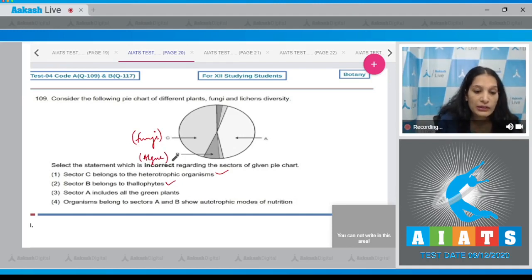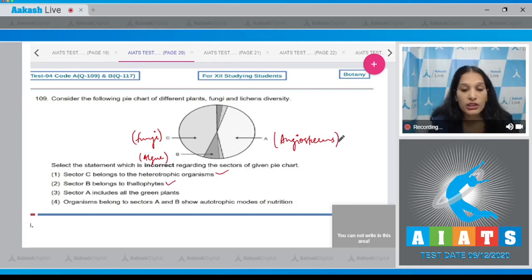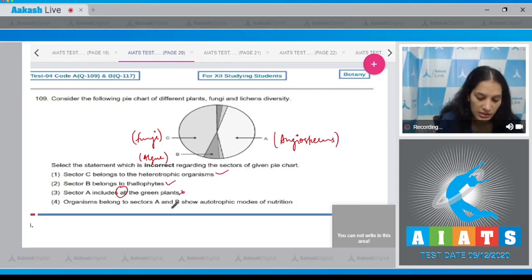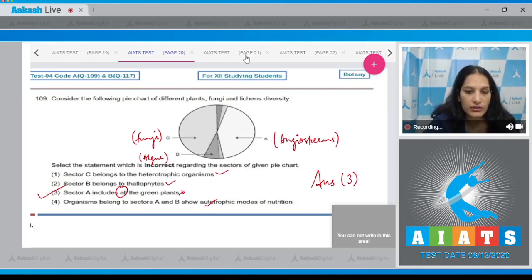Sector A includes all the green plants. A is angiosperms. Angiosperms are green plants, but they are not all the green plants because bryophytes, pteridophytes, they are also green plants. This is incorrect. Organisms belonging to sectors A and B show autotrophic mode of nutrition. Yes, angiosperms and algae, they show autotrophic mode of nutrition. So this is correct. So the correct option for the given question is option number 3. Let's move to the next question.